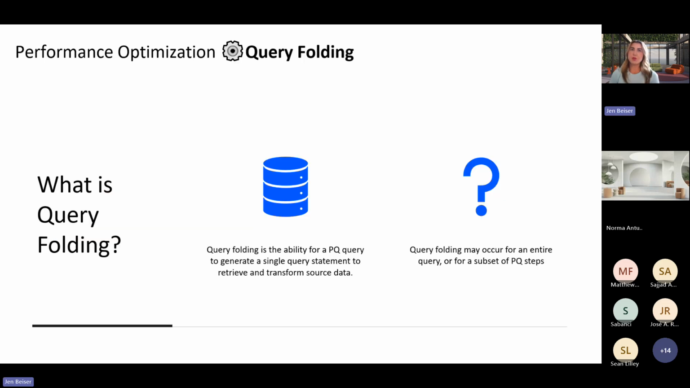The next thing is query folding. So Power Query is built originally in Excel, and it's not really good at handling a lot of data in memory because Excel can't hold a lot of memory. However, this is the engine behind Power BI. And so your source system is always going to be able to provide greater computational power than Power Query.